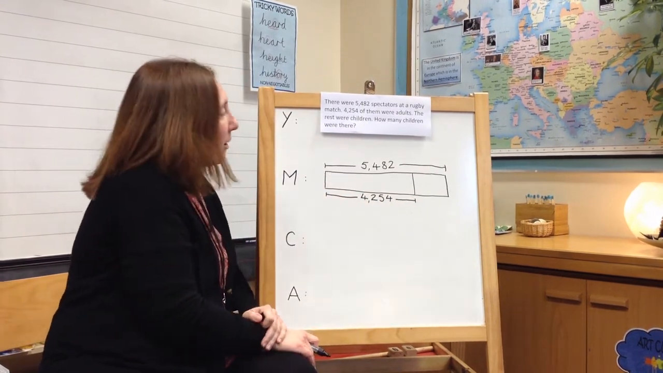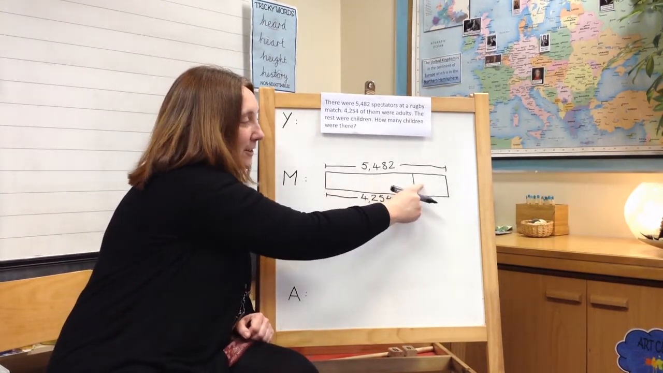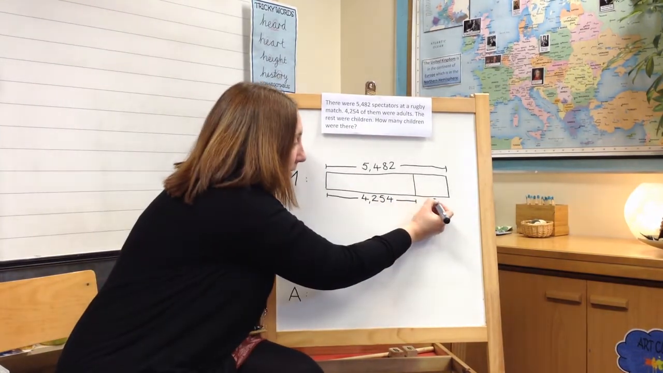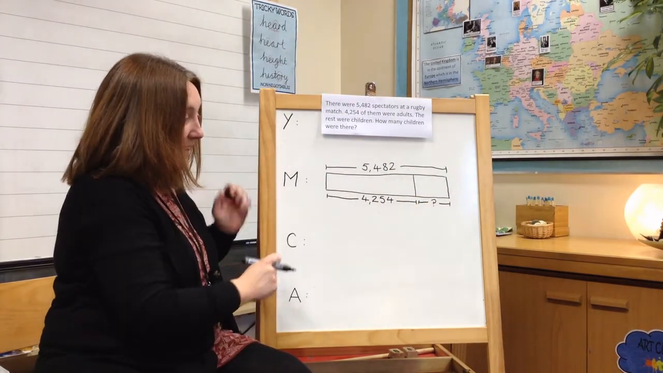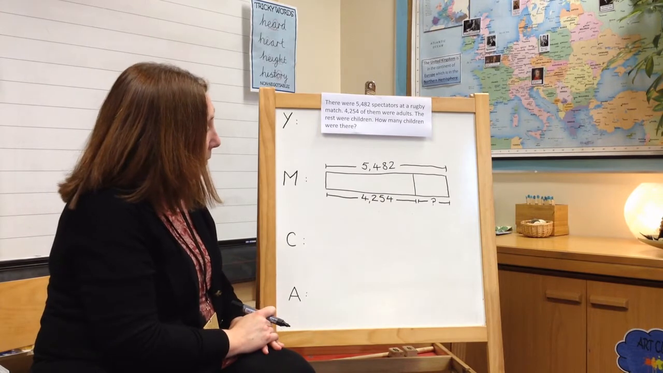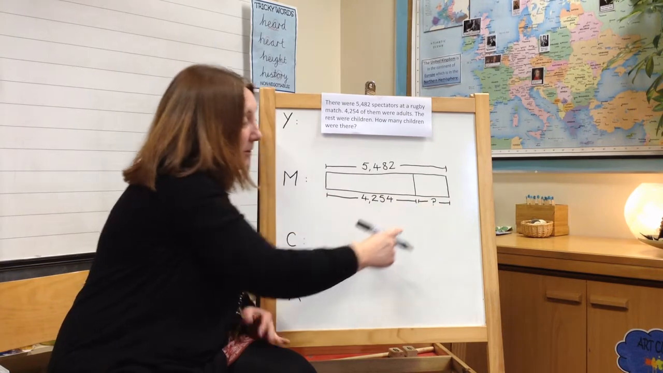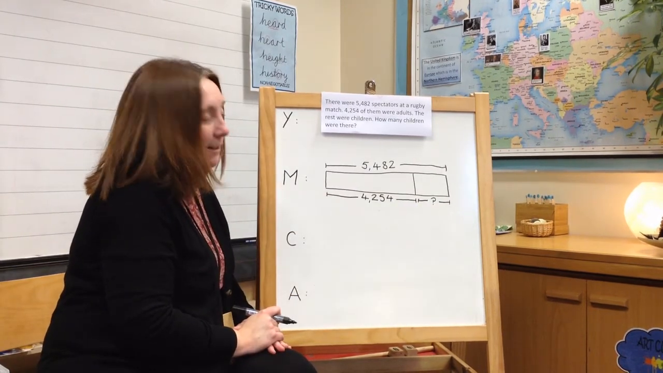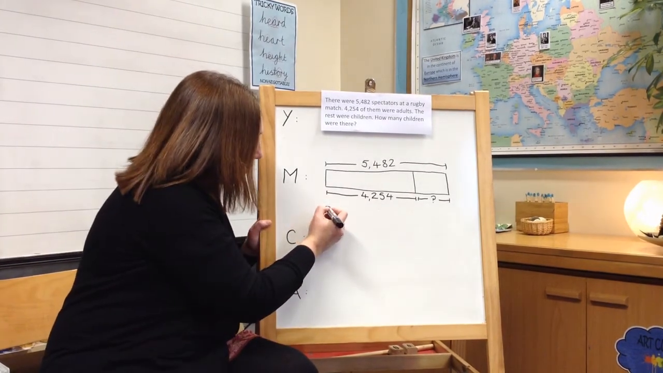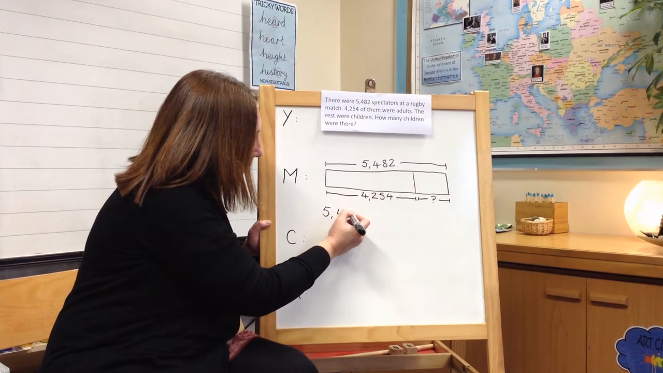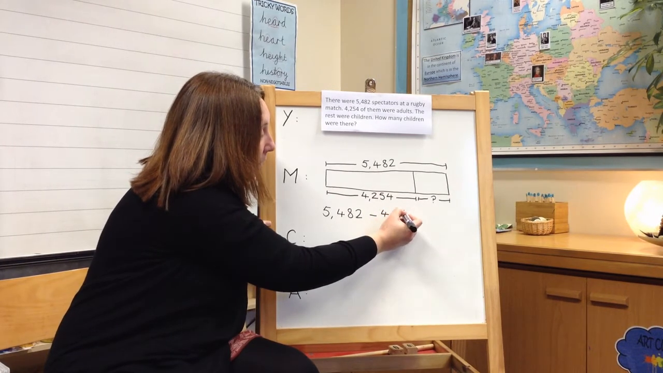So where will the question mark go? How many children were there? Well, these are the adults, so they must be the children. So let's pop a question mark there. And we're now ready to calculate. So we know we've got the whole and we've got part of the whole, and we can see the question mark is of less value. So we're going to have to do another subtraction. Make sure your minuend is the number of the greatest value, and we're subtracting the number of adults.